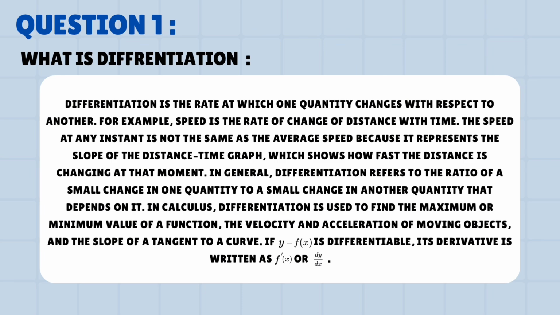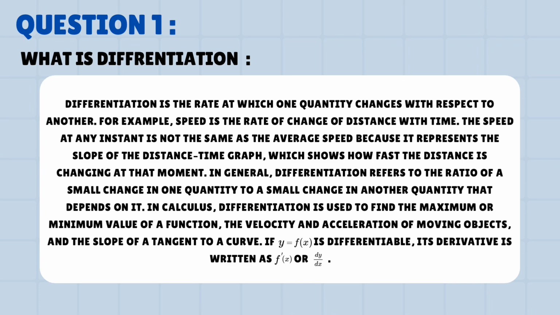Let me show you the answer for question 1. What is differentiation? Differentiation is the rate at which one quantity changes with respect to another. For example, speed is the rate of change of distance with time. The speed at any instant is not the same as the average speed because it represents the slope of the distance-time graph, which shows how fast the distance is changing at the moment. In general, differentiation refers to the ratio of a small change in a quantity to a small change in another quantity that depends on it.